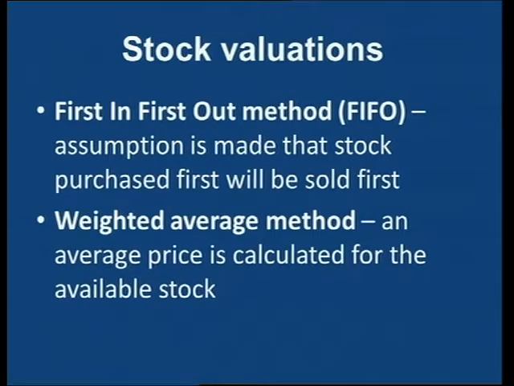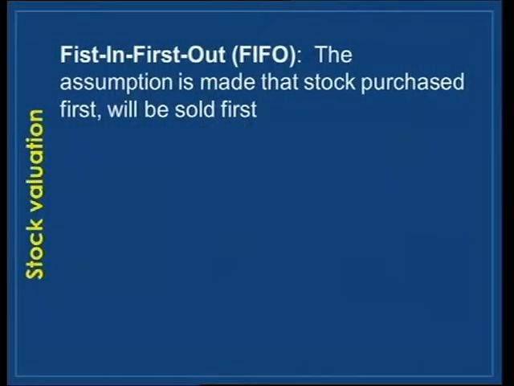Now, usually we will use the FIFO method for stock where we sell less quantities but of a higher value, for instance, like furniture. With the weighted average method, we would most probably use that in a cafe, where you sell lots of chocolates, and you will calculate the average price of all the chocolates that you've sold. So that's basically how it works. Okay, so let's carry on. We are going to concentrate today only on the first in, first out method. On the 20th, we're going to talk about the weighted average method.